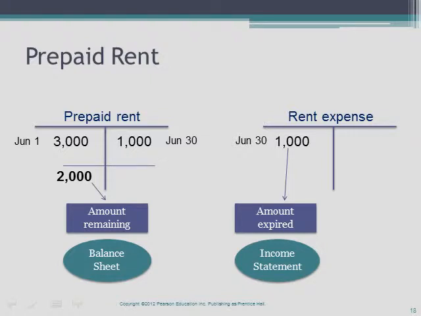The T accounts for prepaid rent and rent expense show how the purchase and adjustment of the accounts impact the financial statements. And we can see the prepaid rent account is a balance sheet account, and after we used up $1,000 of that, we have $2,000 left, which will be reflected as an asset on the balance sheet. And we see that the $1,000 we used is going to be reflected as an expense on the income statement.